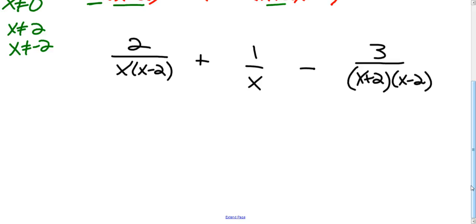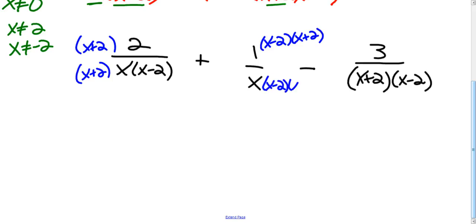This first term right here has the x, and it has the x minus 2, but it does not have the x plus 2. That's the piece it's missing, so I'm going to multiply by that. The next term has the x, but it does not have the x minus 2 or the x plus 2, so I need to multiply top and bottom by that, so that's like you're multiplying by 1. The last term has the x plus 2 and the x minus 2, but it does not have the x. Then when I distribute this, I have 2x plus 4.